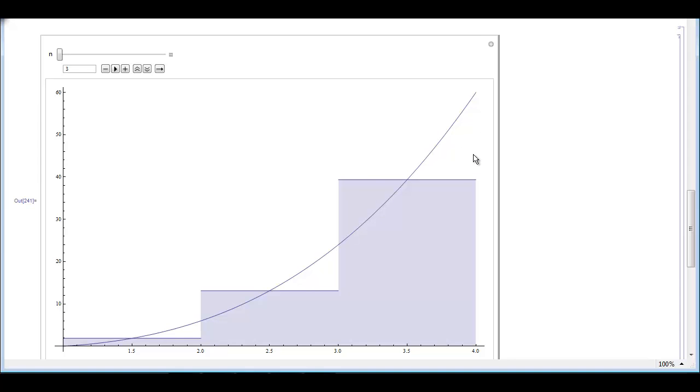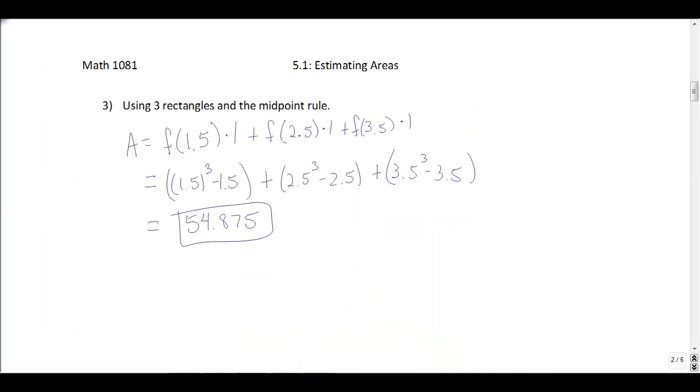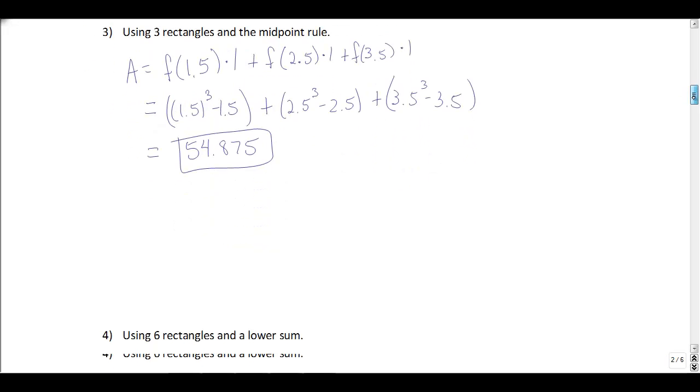But there's a detail there when we say about the same. Well, how close are they? So there's another way to get better results here, and that is instead of using a better height, we can go and use more rectangles. So let's just do the lower sum, the upper sum, and the midpoint using 6 rectangles.